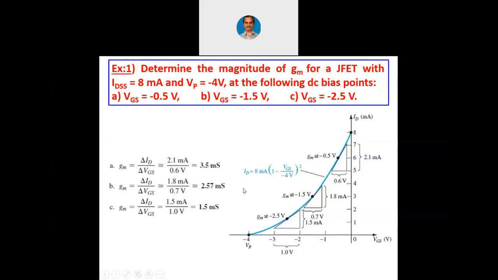Now, you may wonder, why are we doing this exercise? Why are we calculating GM at different points? The reason is, for performing small signal analysis, we need a relationship between output and input, and that is why we are doing all these exercises, and these are really important. Let me proceed.